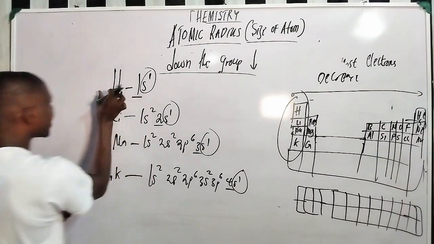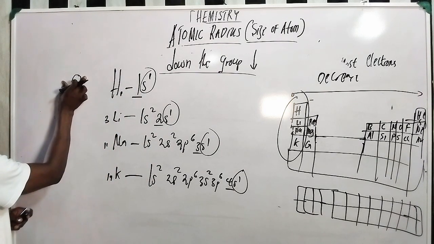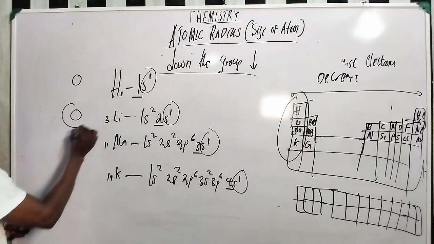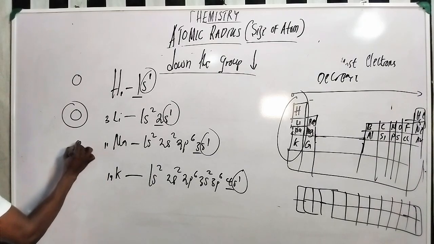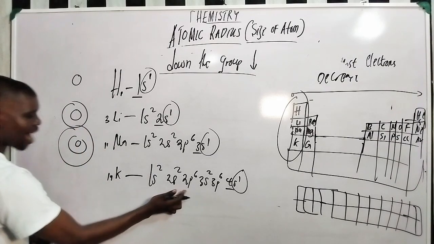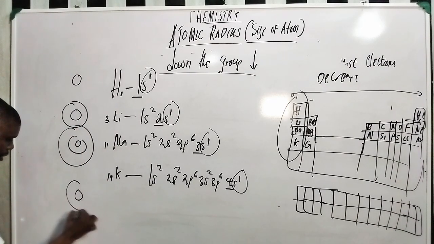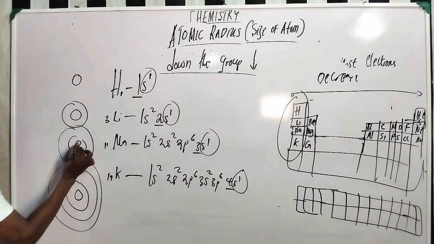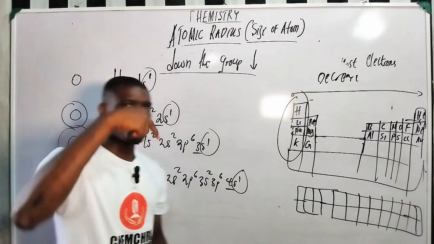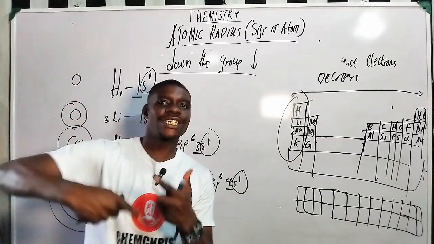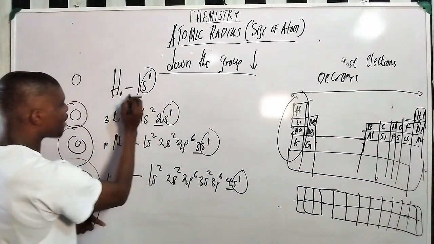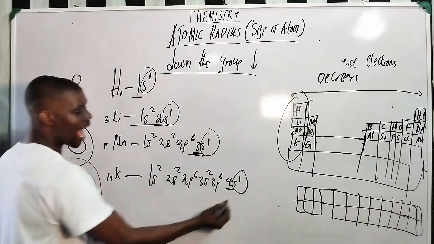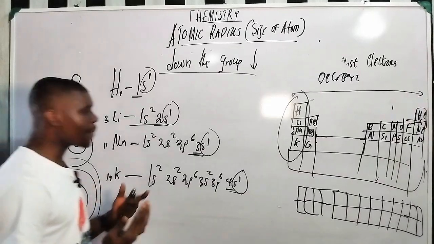Hydrogen has only one electron shell. Lithium has 2 electron shells, sodium has 3 electron shells, and potassium has 4 electron shells. So what happens here? As you move down the group, there is an additional shell added. Because you only have 1, then you now have 2, then 3, then 4.